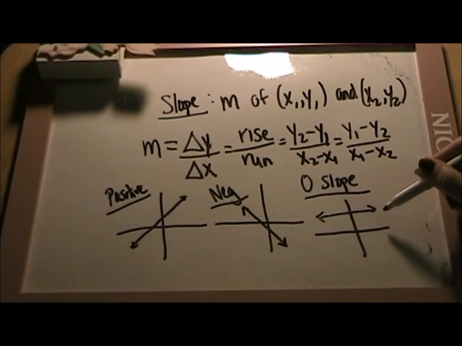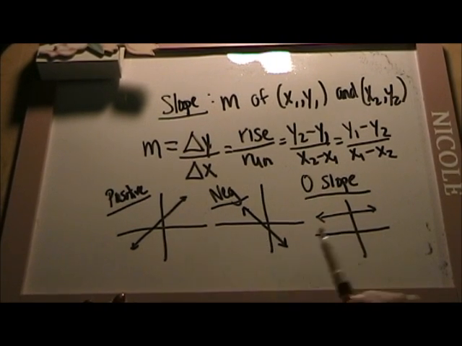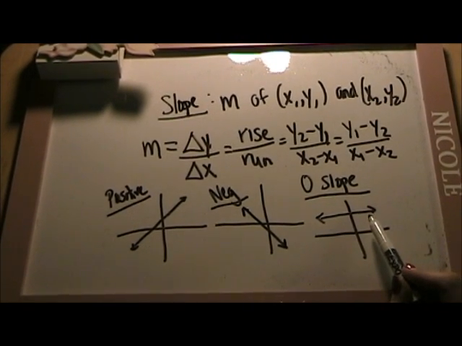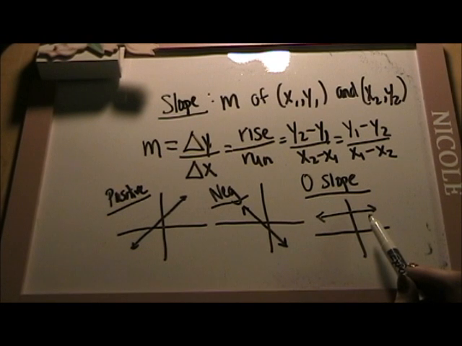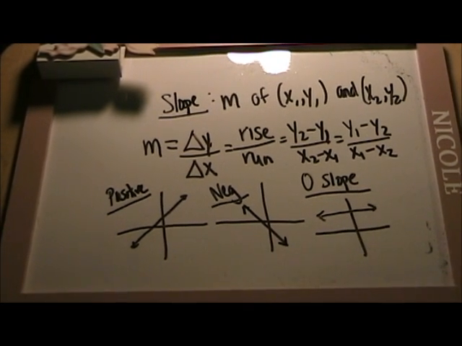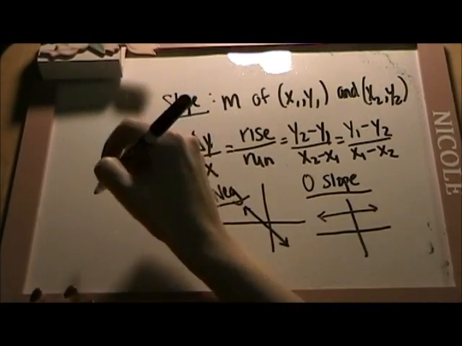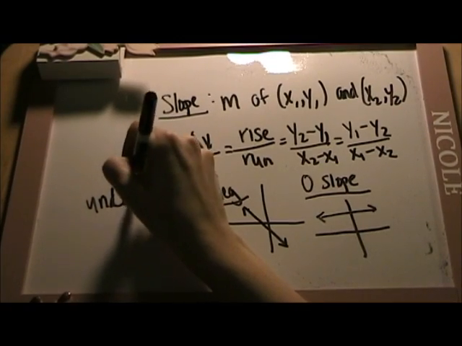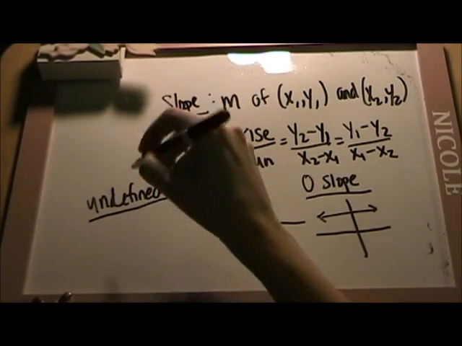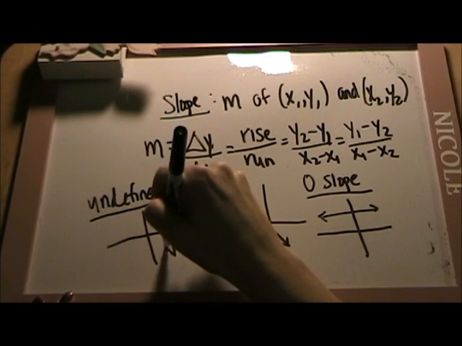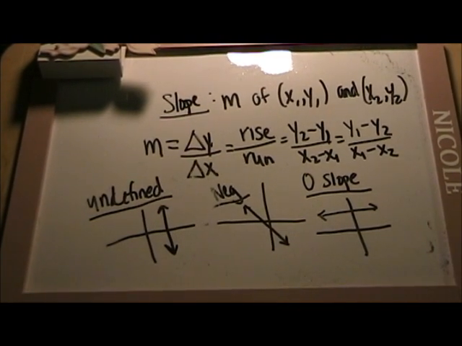Okay, you can think about it if you're skiing, and you're skiing on a slope that has no slope, you're not going anywhere, you're just on flat land. And then undefined slope is a vertical line. So if you're skiing off a cliff, you're not skiing, you're just falling straight down. So undefined.